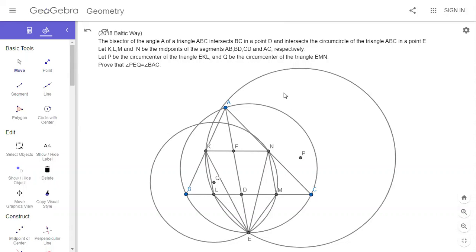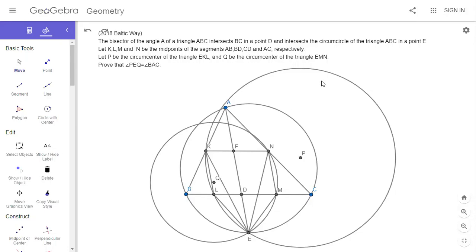How do we figure out angle PEQ? Can we break it up into PED plus DEQ? I don't know how much that helps. Or it's QEM plus P. Yeah, I'm not sure.